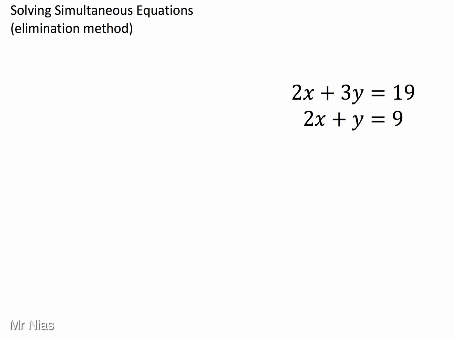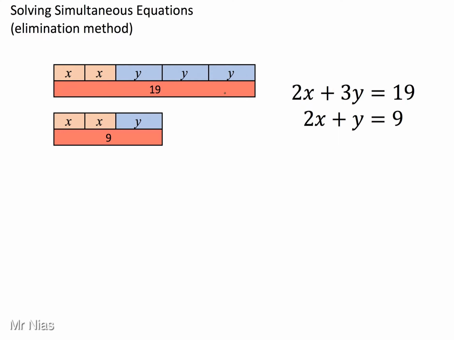Now, I like to see this in the bar representation, so here we go. We've got 2 x's and 3 y's is the same as 19, it's the same width, and 2 x's and a single y is the same as 9. So what am I going to do? I'm going to look at my flowchart.